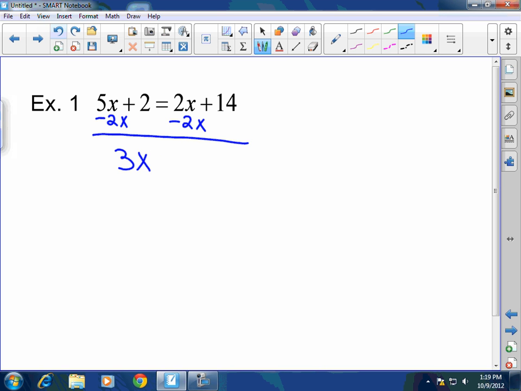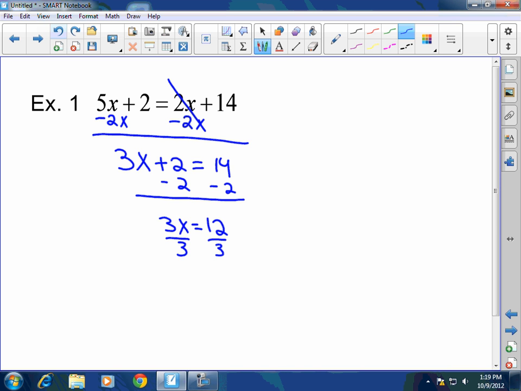And I got 3x plus 2 equals 14. Okay? That makes sense. That canceled. 5x minus 2x, 3x. Now I have a two-step equation. Minus 2 to both sides. 3x equals 12. Divided by 3 to both sides. X equals 4 is 100% correct.